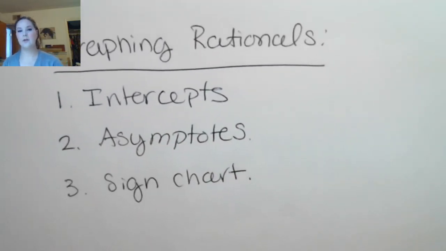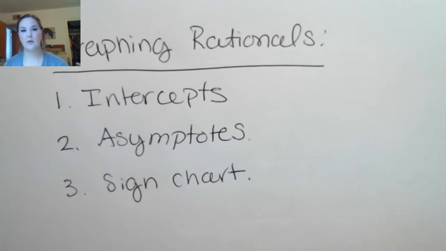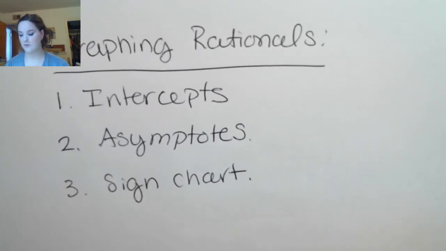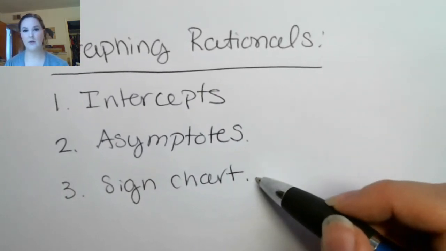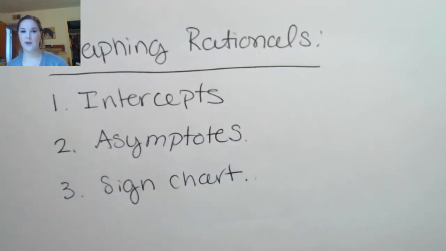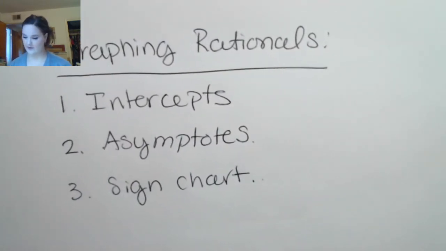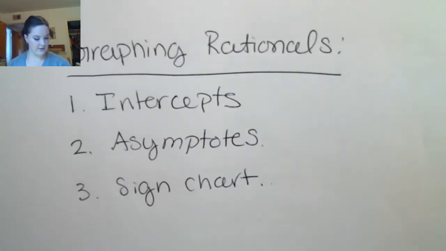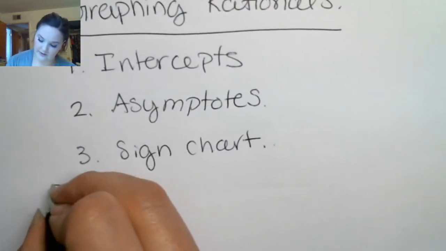Now we didn't talk about the intercepts or the sign chart because you guys already know how to find those. We talked about sign charts when we did inequalities, and for intercepts, you just plug in x equals 0 for the y-intercept or y equals 0 for the x-intercepts. Okay, so let's do some graphing.